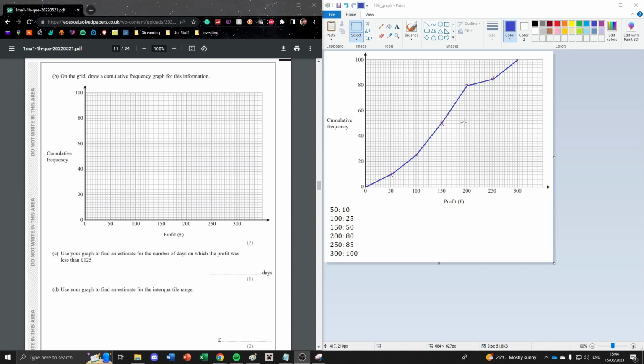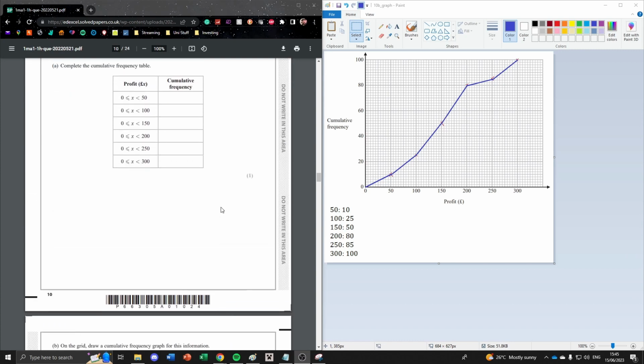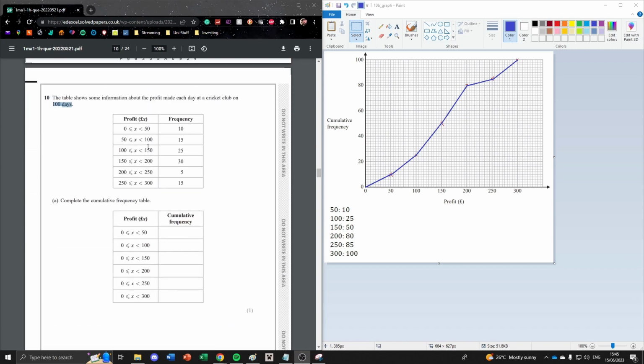Now, an important note here is that we are using the end of each interval for where we actually mark the points, and that is because, of course, if we look back to our table, we can say that we only know that the cumulative frequency will reach 10 once we've got up to £50 of profit, because one of these days could be £49 of profit. And so if we use the midpoint, for example, 25, then we would obviously miss out some of these days that we're supposed to be counting.